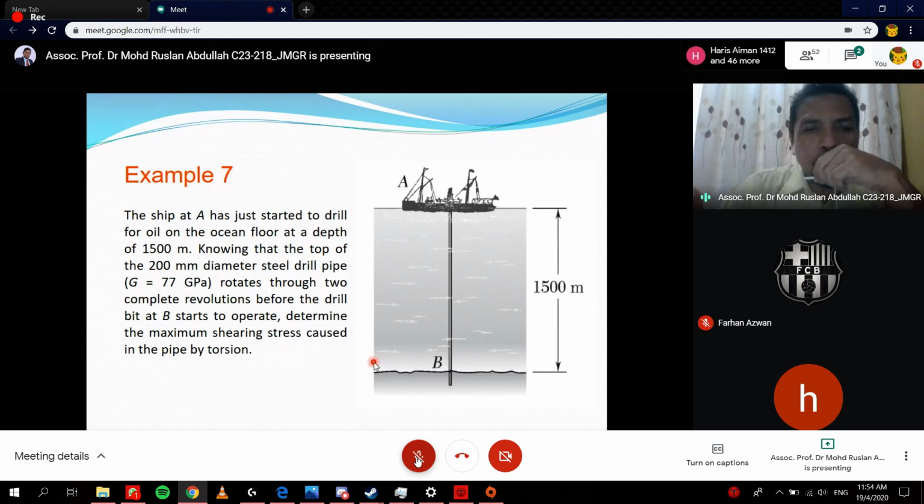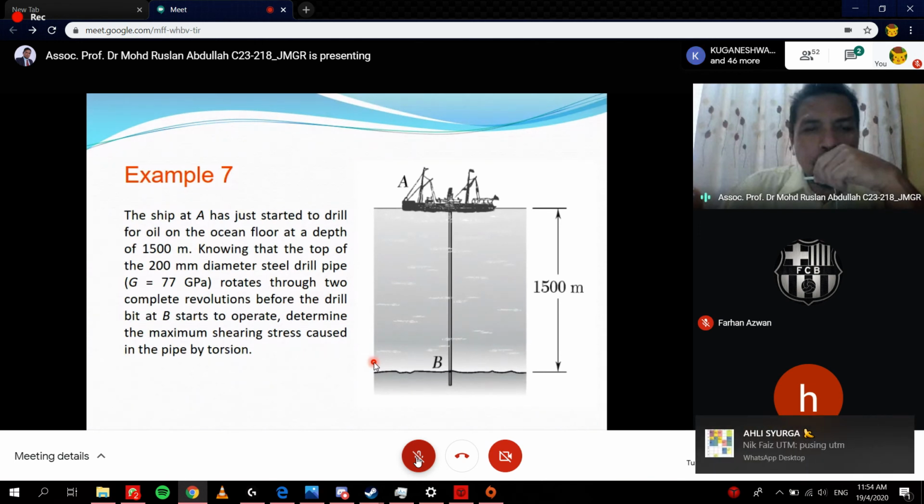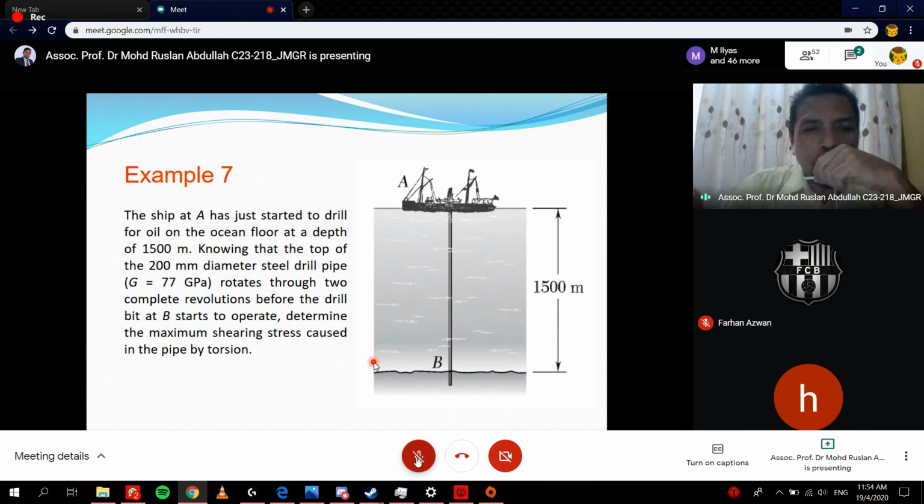Do you understand what the problem is in this case? Okay, let's say this is the drill pipe, and the length here is equal to 1.5 kilometer. If you rotate the top part of this pipe 2 revolutions, which means 720 degrees at the top, the bottom part of the drill has just started to rotate. Do you understand? If I rotate at the top 2 revolutions, the one at the bottom is only just starting to rotate. So this pipe is twisted.